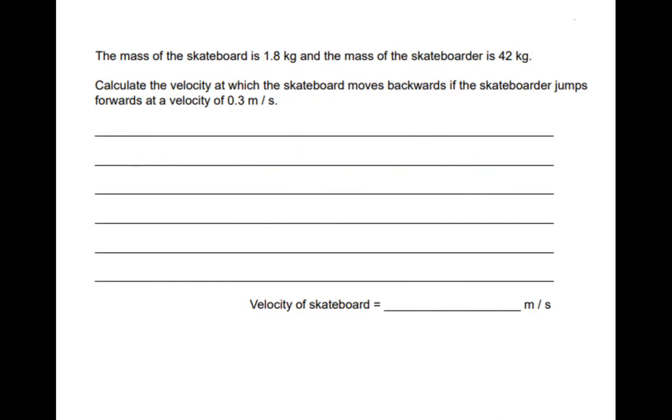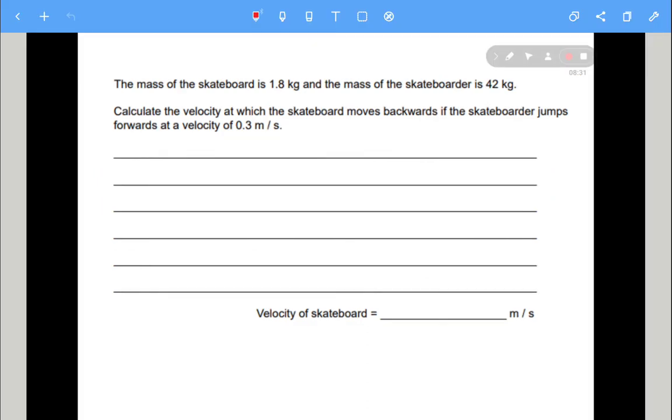If you want to have a go at this one, and then I'll take you through the answer now. Right, okay, so we've got a mass of the skateboarder, so we've got 1.8 kilograms. And the mass of the skateboard is 42 kilograms. Calculate the velocity at which the skateboard moves backwards if the skateboarder jumps forwards at a velocity of 0.3 meters per second. So, the velocity of the skateboard, so we're going to do the momentum of the skateboard is equal to the momentum of the skateboarder.